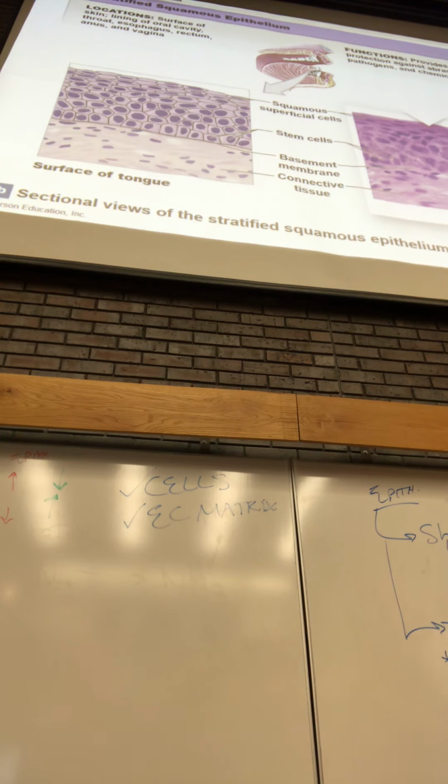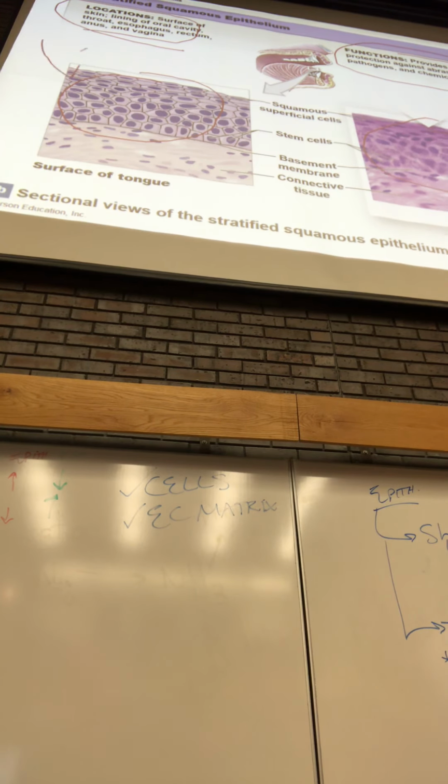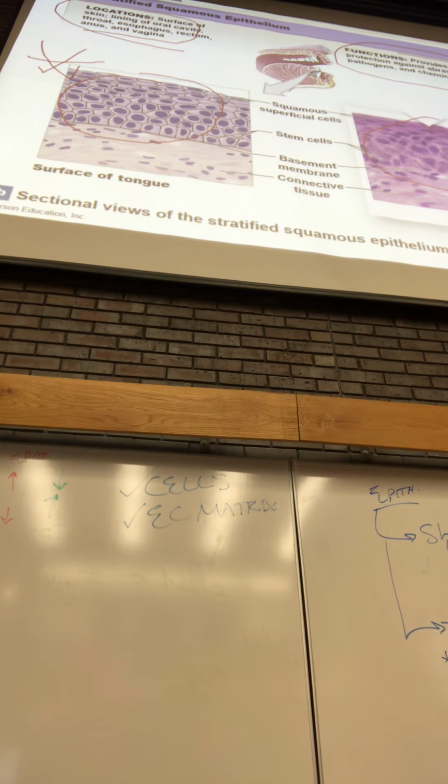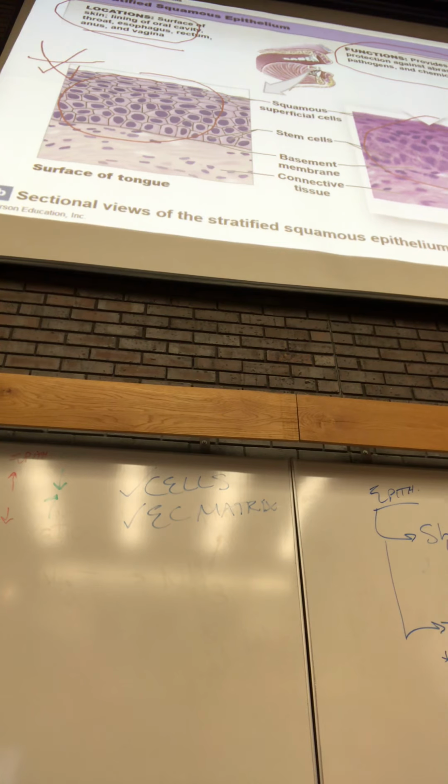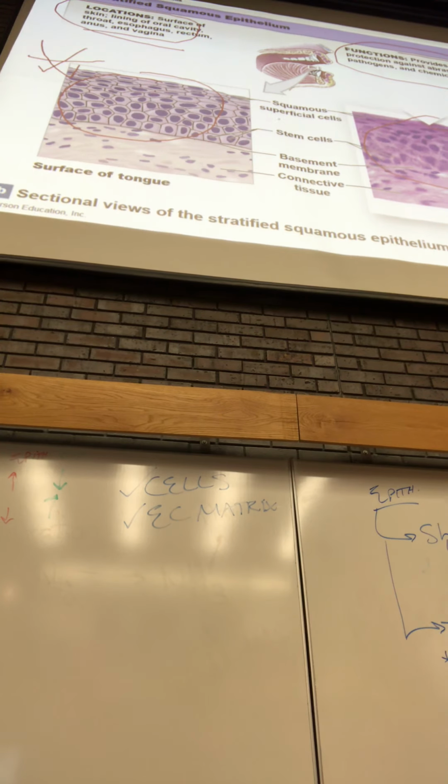Okay, here's another look at it. Here's some common locations, and here's its functions. This is what it looks like in a cartoon, and this is what it looks like in the microscope. Those are the things to learn for the test: areas that they're found, the general functions they perform, and what they look like.